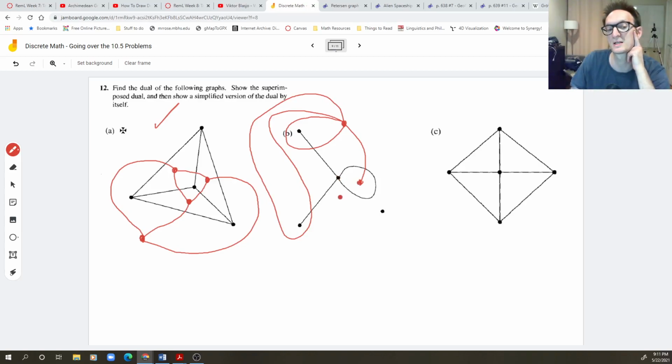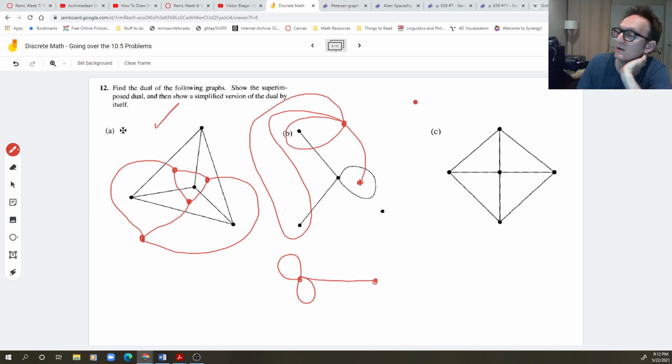And this vertex has degree 4, but it is now contained inside a region of degree 4 because it's in the exterior, and the exterior has degree 4 because 1, 2, 3, 4. So I think that's right. And here it says redraw it, so it's just going to be some kind of jump thing. All right, great. C.